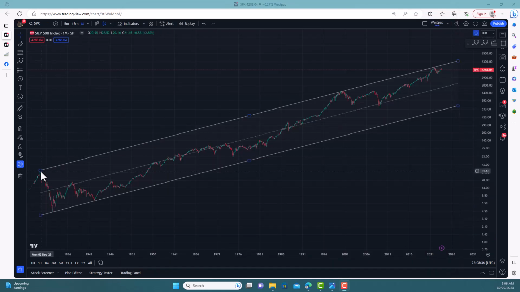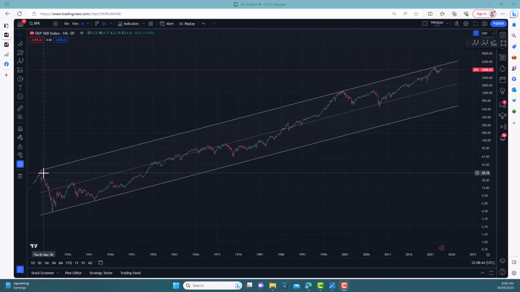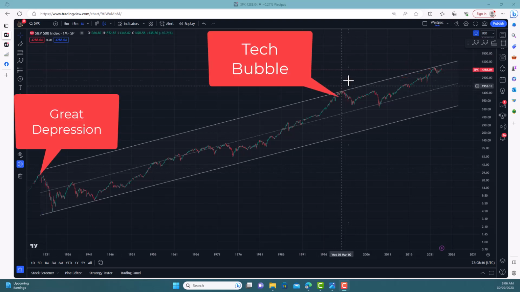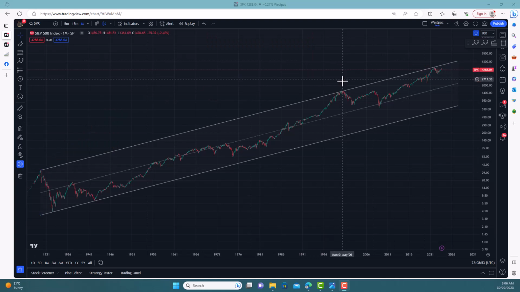This is the S&P 500 since the Great Depression. You can see we are at the top of the resistance channel right now, only seen two other times. One, two. When were those two times? Great Depression, tech bubble, and now. When was the Shiller P/E ratio the most overextended it's ever been? Tech bubble, Great Depression. See the pattern? The midline is the average return to the mean.